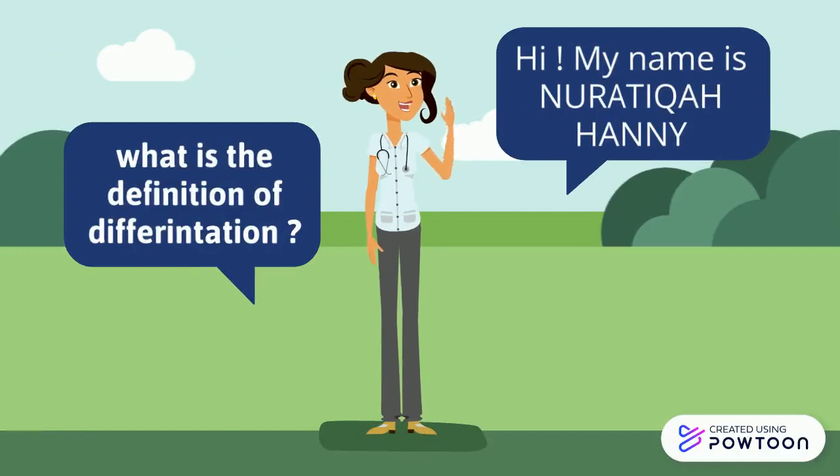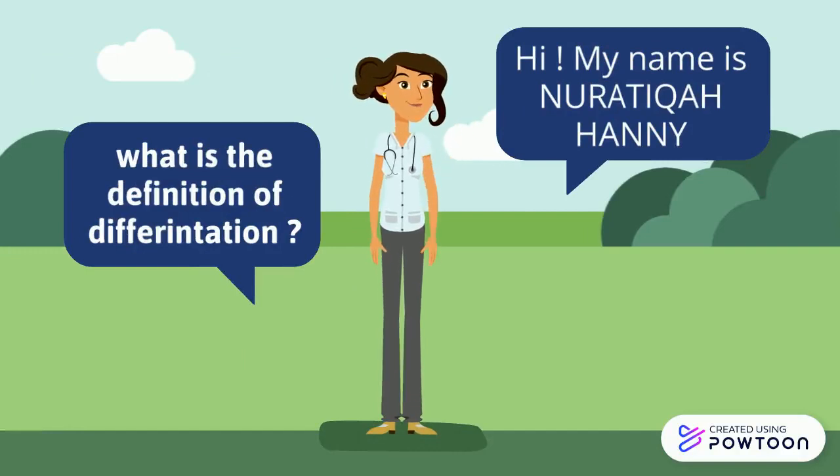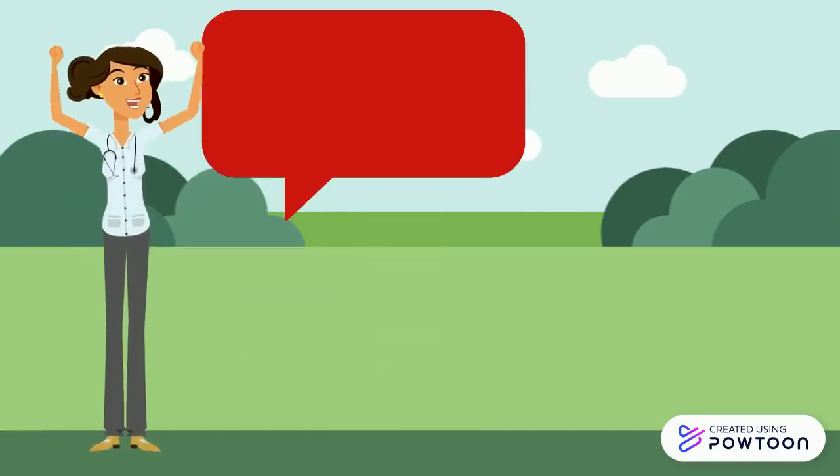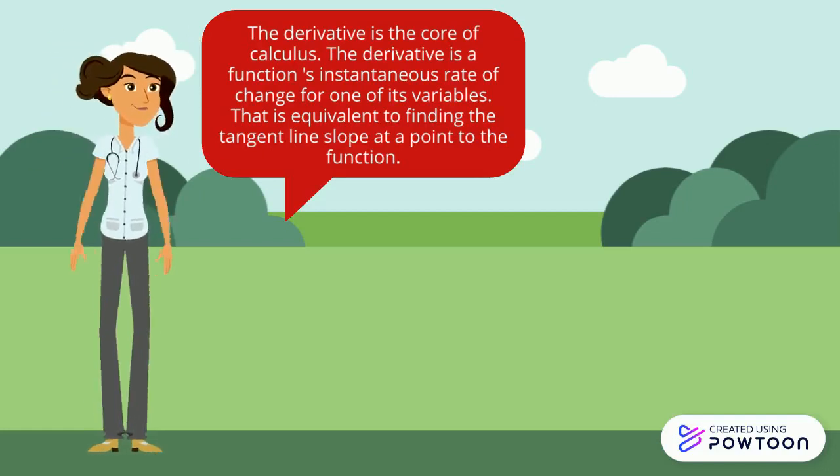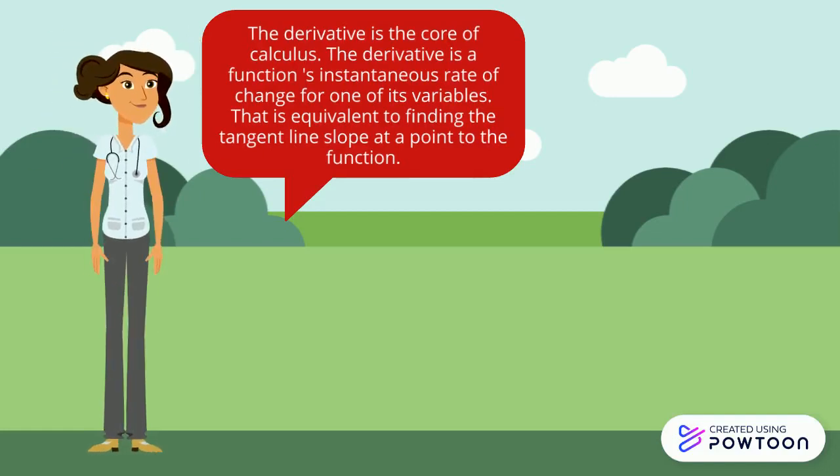So, what is the definition of differentiation? Differentiation is the derivative. The derivative is the core of calculus. The derivative is a function's instantaneous rate of change for one of its variables. That is equivalent to finding the tangent line slope at a point to the function.